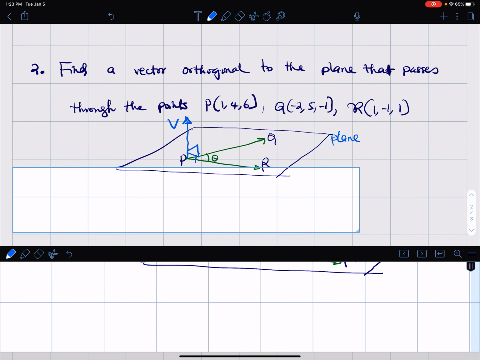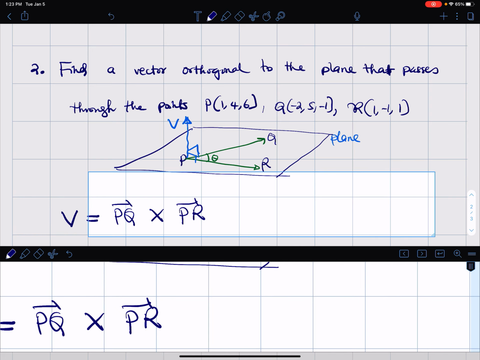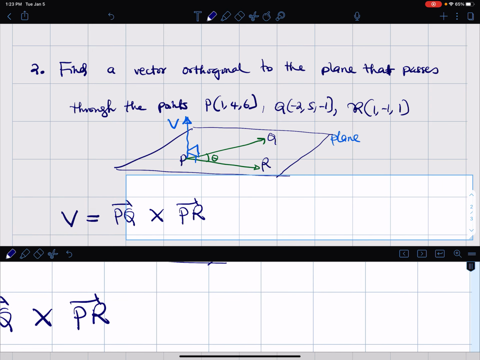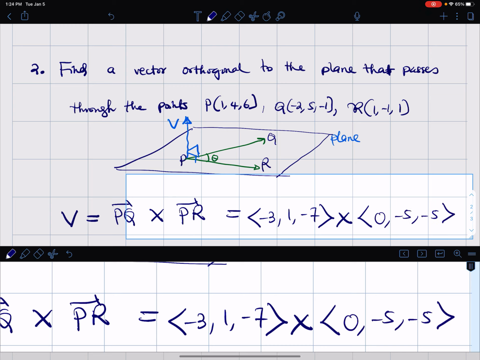So the vector V is going to be equal to the vector PQ cross PR. All right, PQ cross PR. Okay, so PQ is -3, 1, -7. Verify this. I want you to verify this. Cross 0, -5, -5. That's what I got. PQ, PR.